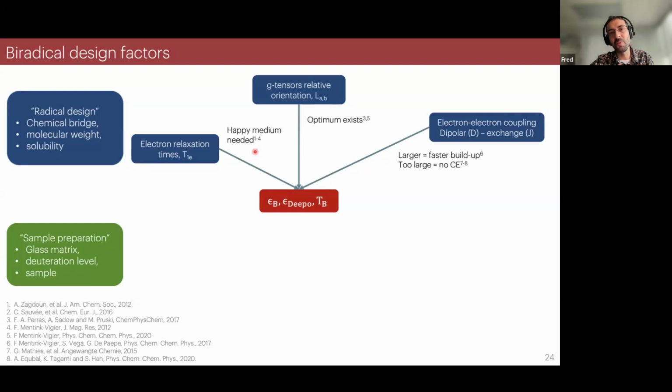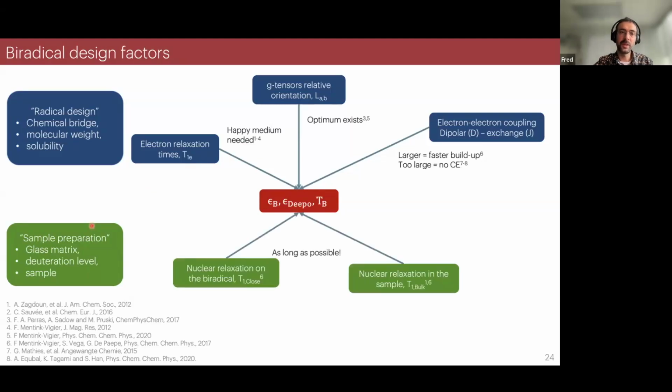There's always an optimum value that you need for each of these components. There is an optimum for this one. That's the maximum you can reach. But for this one, you need a happy medium because you could play. Sample preparation is something else. You want the nuclear spin in your medium to relax as slowly as possible, and that you can control with deuteration by playing with the glass matrix, the temperature, and of course the sample has an impact.